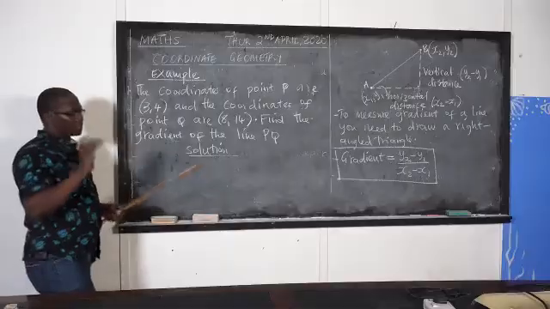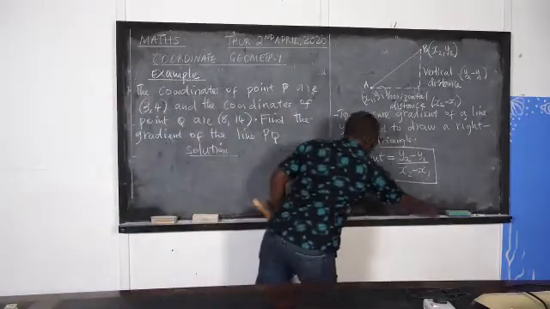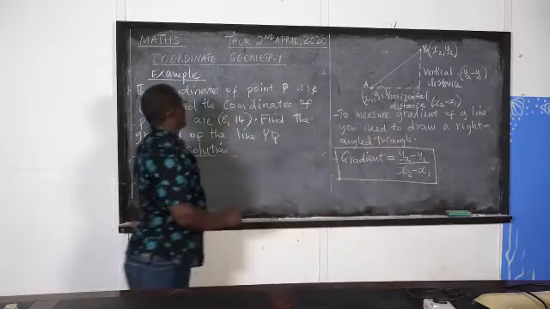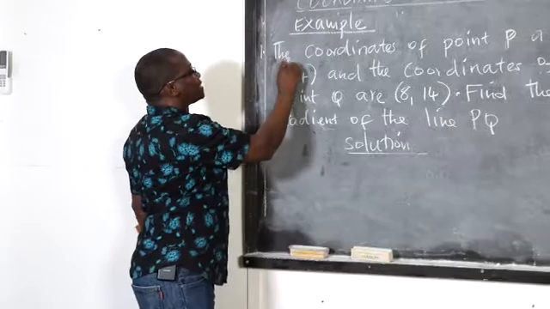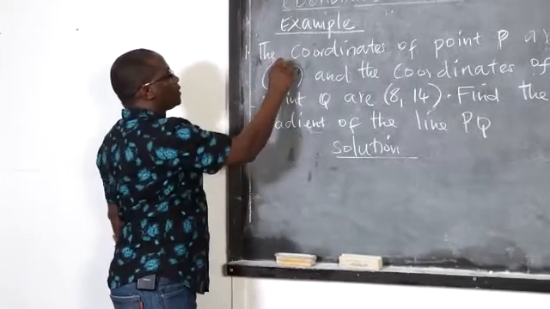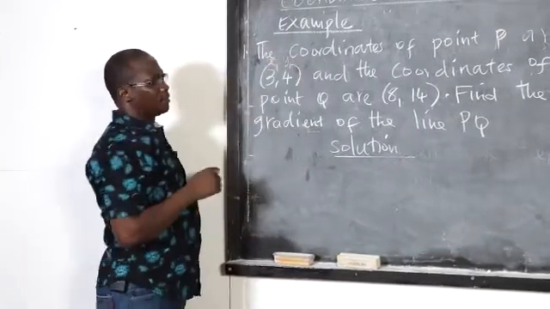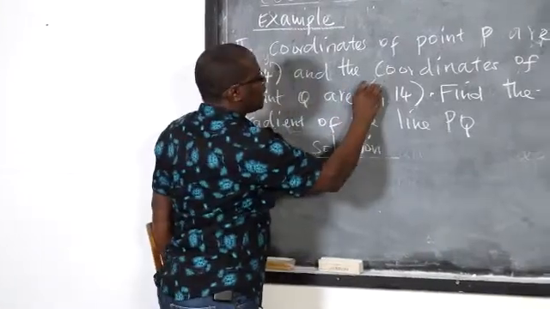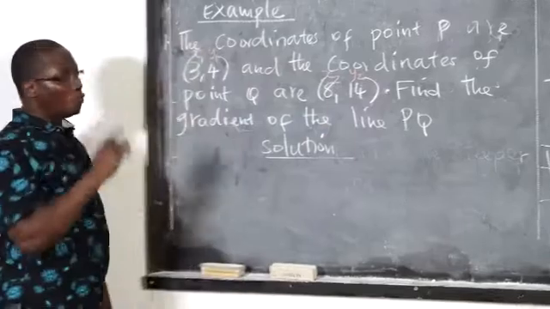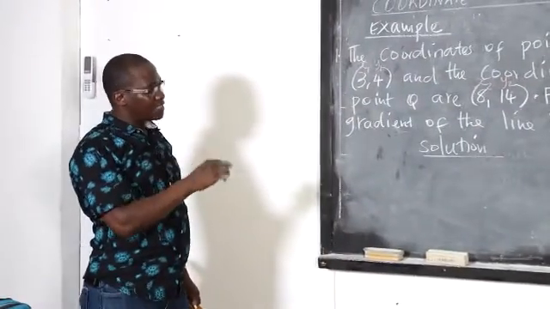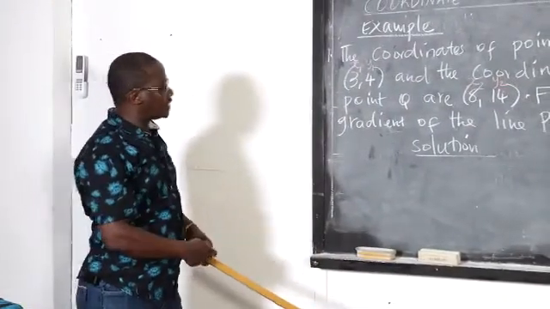So here I insist, always what you need to do first, don't forget please, label the first coordinate given as x subscript 1, y subscript 1, and the second coordinate x subscript 2 and y subscript 2. You have to do that. After that, write down the formula of getting the gradient.